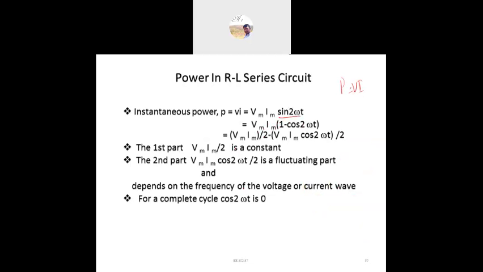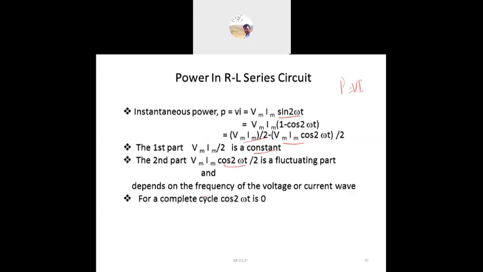The first part is the constant value, and the other is the fluctuating part, the variable part. Vm Im by 2 is constant, but cos 2 omega t varies with the angle, as the fluctuating part. It depends upon the frequency of the voltage or current wave.